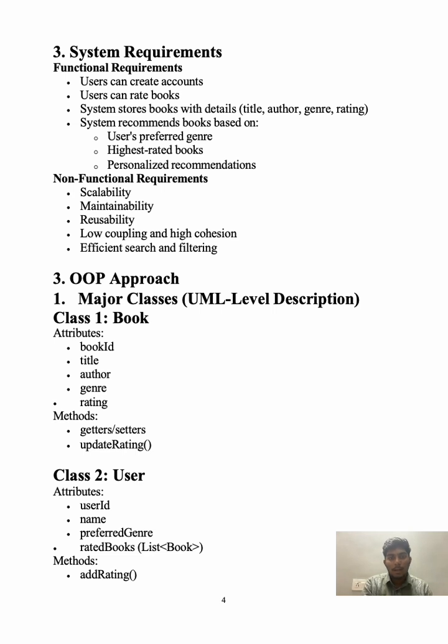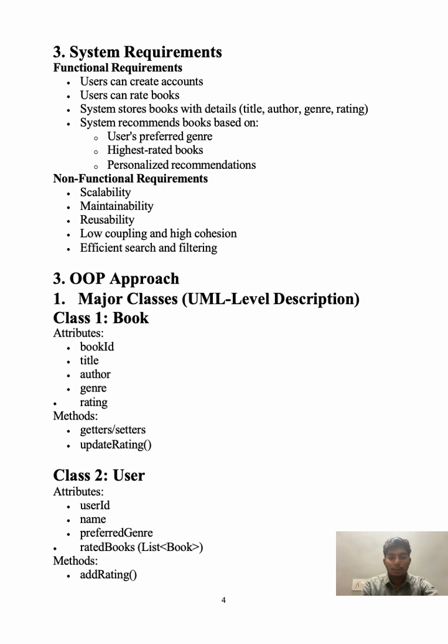OOPS approach. Next, we look at how object-oriented programming is used to design the system. We start with the major classes. Class 1: Book. Attributes are book ID, title, author, genre, rating. These attributes represent the core details of a book. Methods: getters and setters, used to safely access and update the private attributes. And update rating allows the system to modify the book rating whenever a user gives a review.